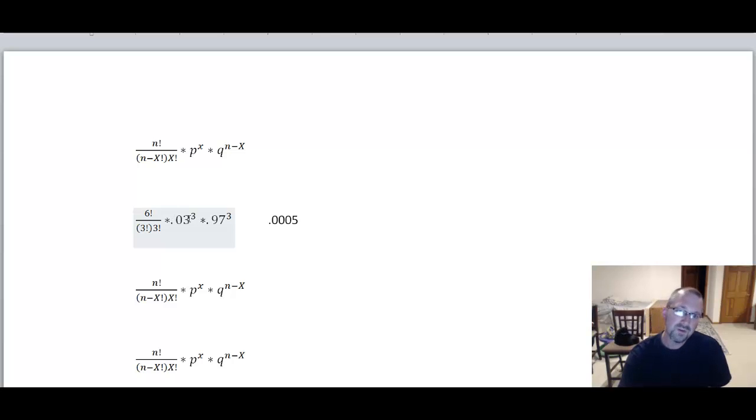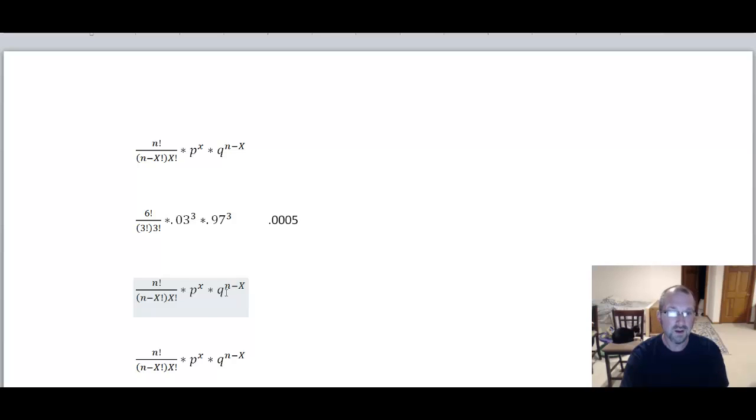Because that's what binomial distribution is asking. If you have 6 people, and you chose 6 people at random, and each of them has a 3% chance of success, what's the chance of having 3 people in this group winning? And it's less than 1%, which would be 0.01. So it's 5 10,000ths. So it's just not a very good probability here.